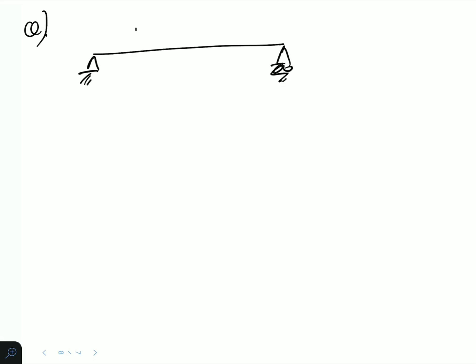A simply supported beam carrying a load P and P at the same distance A from the supports. This we are doing in lab as a 2-point problem. In the lab we are giving a pure bending case using this experiment. Okay, so this is a 2-point problem.